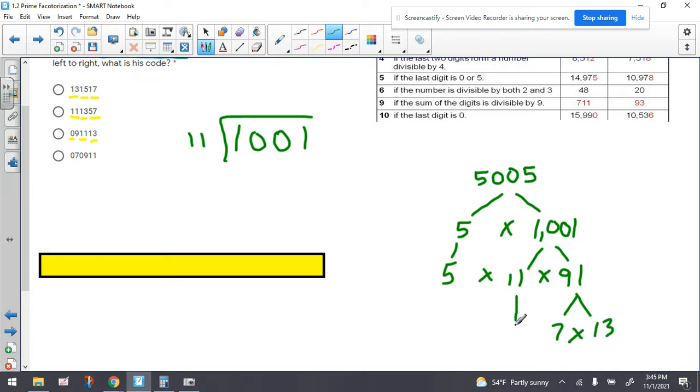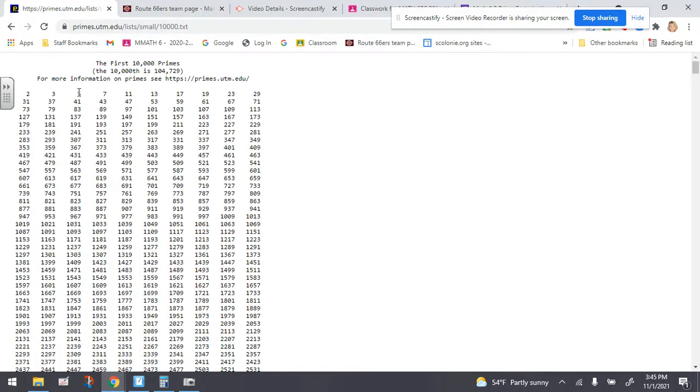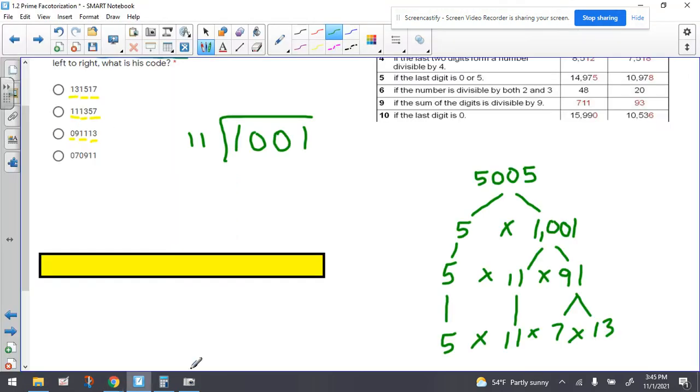Let's bring the other numbers down, and let's ask ourselves, this row that we have right now, we have a 5, we have 11, we have a 7, and we have a 13. Are all of these numbers on the prime number list? In other words, do they have only one and itself as factors? So we have the number 5, 11, 7, and 13. Let's take a look at the list. We have 5, right? 11, 13, 17, all on the prime number list. So this is our prime factorization.